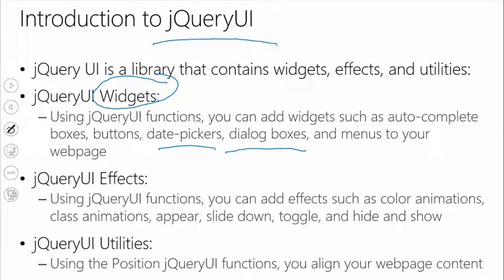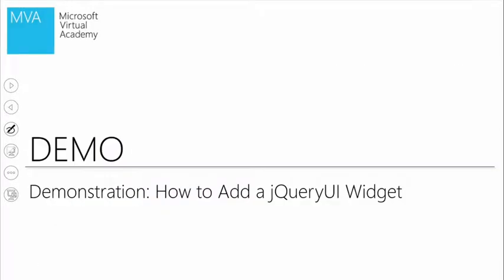We've got our dialog boxes, and we can do things like add in our menus and autocomplete. We get our jQuery UI effects, things like slide down and toggle, as well as different utilities to make sure that everything is, in fact, where we want it on our page. So let's kick on over and take a look at a demo here.